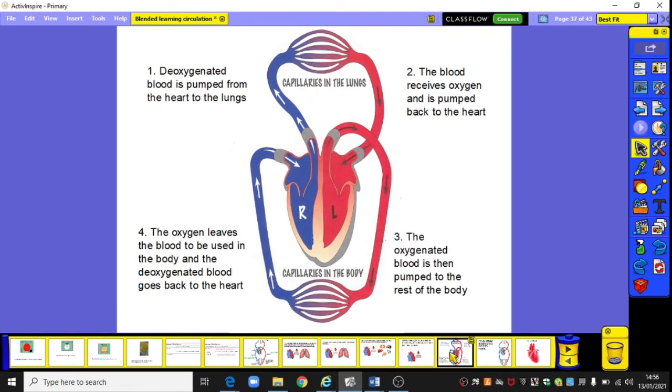So as a quick summary, deoxygenated blood is pumped from the heart to the lungs. The blood receives oxygen and is pumped back to the heart. The oxygenated blood is then pumped to the rest of the body. The oxygen leaves the blood to be used in the body, and the deoxygenated blood goes back to the heart.